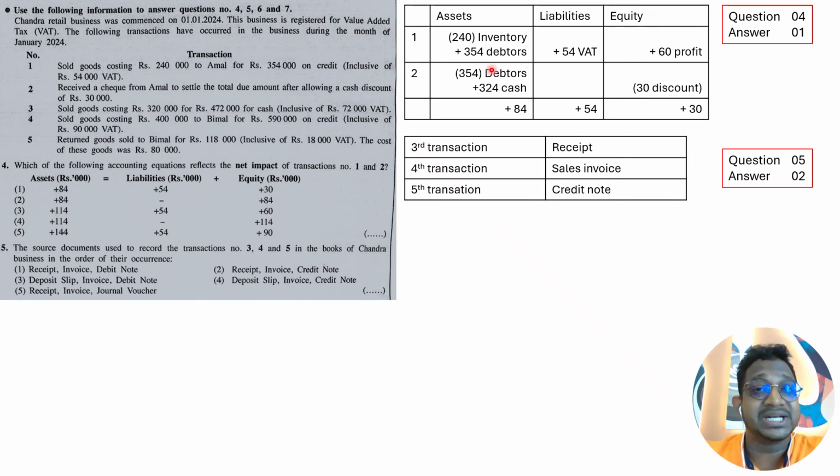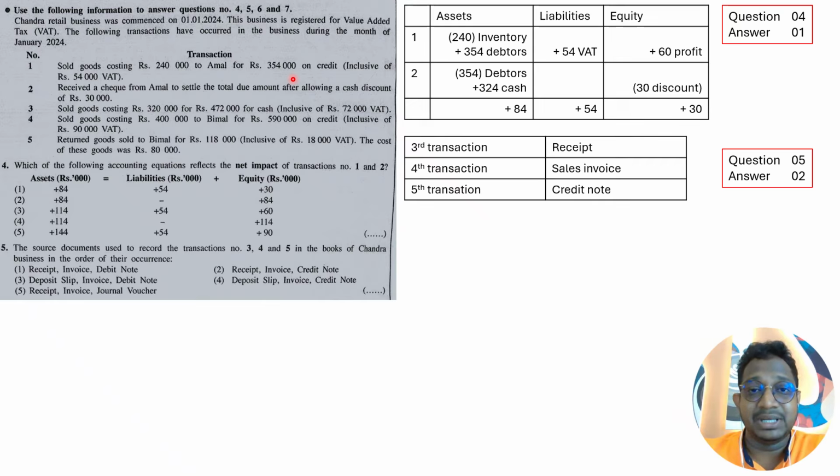So your debtors are increasing, which means your assets are increasing by 354. And that includes 54 VAT. So this is the VAT that you collected from your sales, which means your liabilities are increasing by 54. After excluding the VAT, the selling price here is 300.